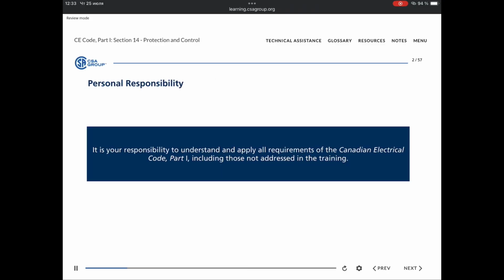It is your responsibility to understand and apply all requirements of the Canadian Electrical Code Part 1, including those not addressed in the training.